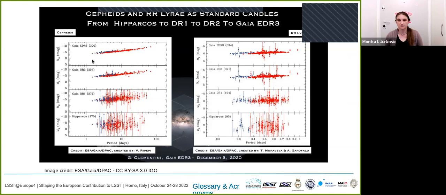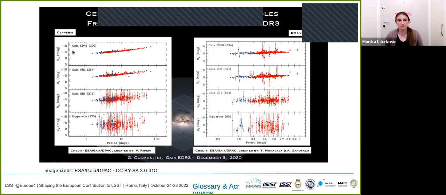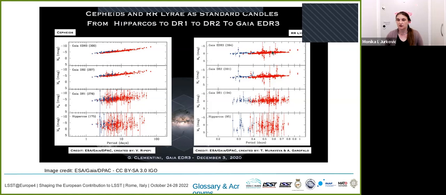This is a comparison of the Gaia, Hipparcos and then different Gaia data releases up to EDR3 for the classical Cepheids and also for the RR Lyrae stars. The RR Lyrae stars are very similar to type 2 Cepheids, only they are much more numerous, and they can be found on the horizontal branch.